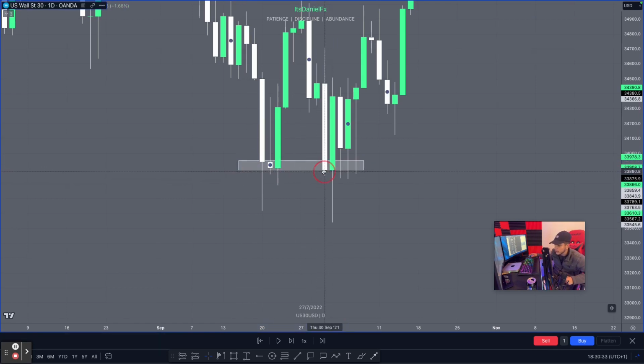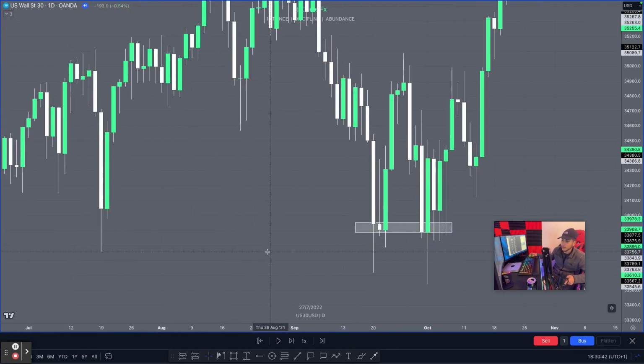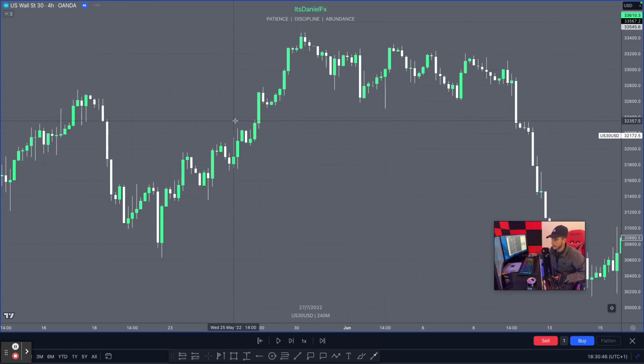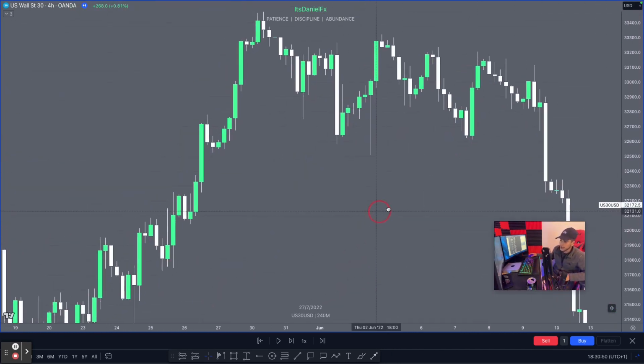So you see how there's two bodies right here that kind of close at the same level. I'm just going to put my key zone right there so it lines up. Now it doesn't quite line up right here, but that's all right because once again, market is never perfect. But if I go on a different time frame, for example, and maybe show you an even better example, another key level.